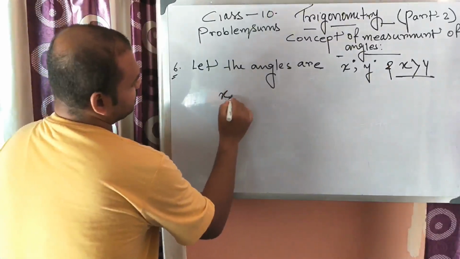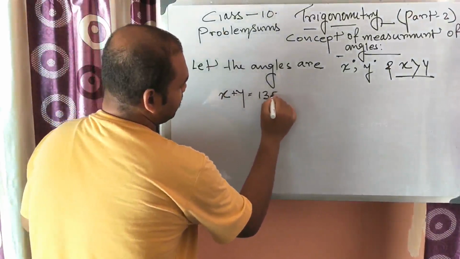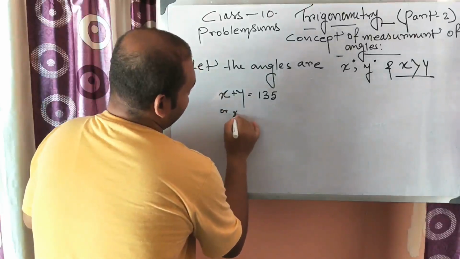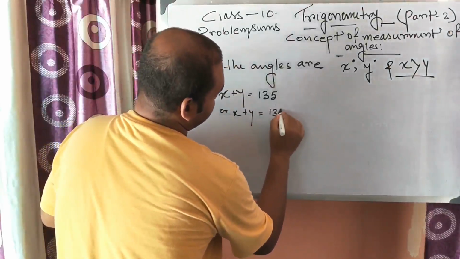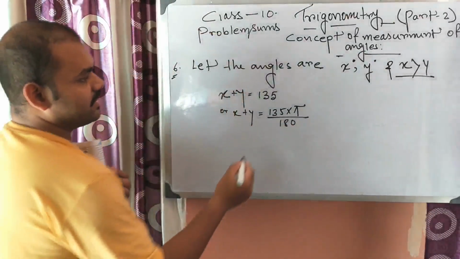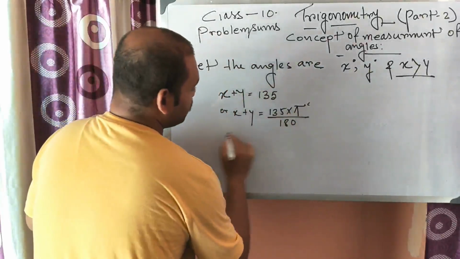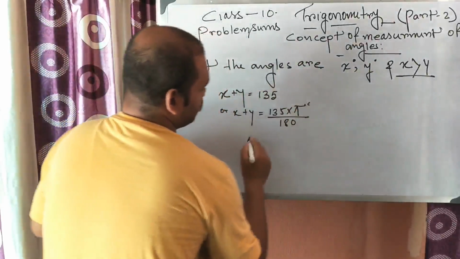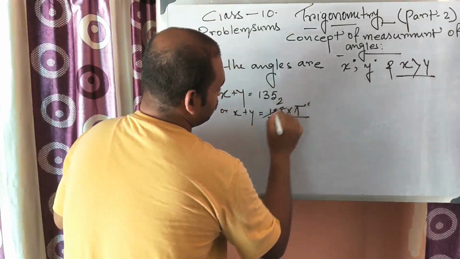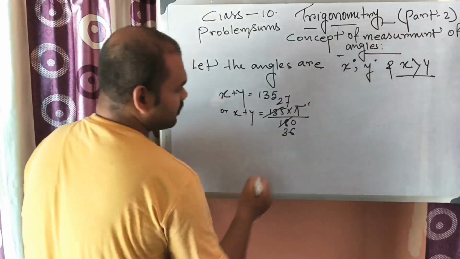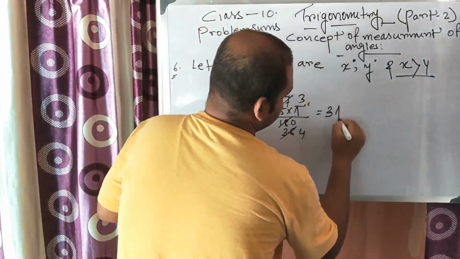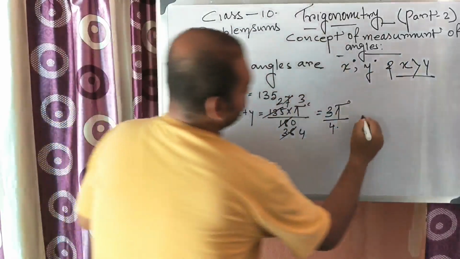So the sum means x plus y is equal to 135, or you can write x plus y is equal to 135 into pi by 180 radian. Cancelling out, we get 3 pi by 4. So this is equation number one.